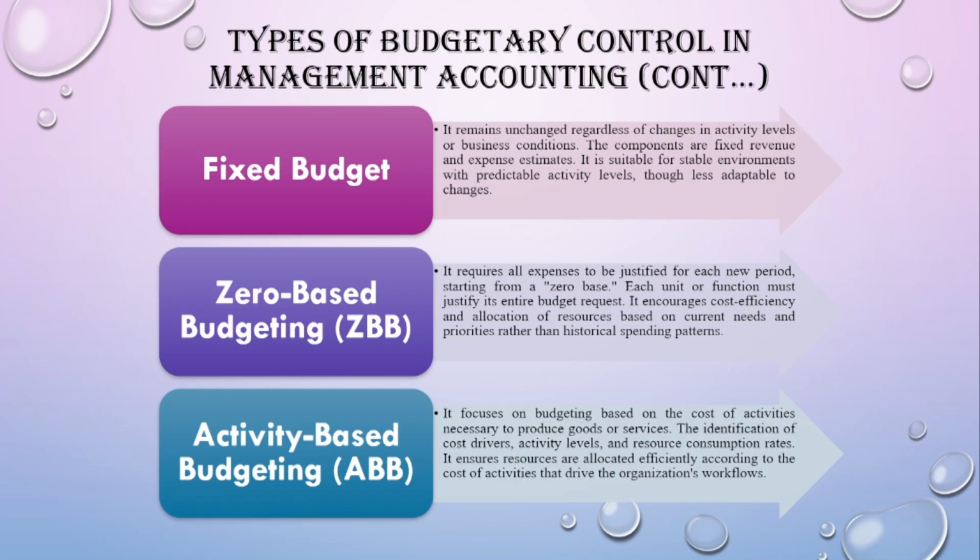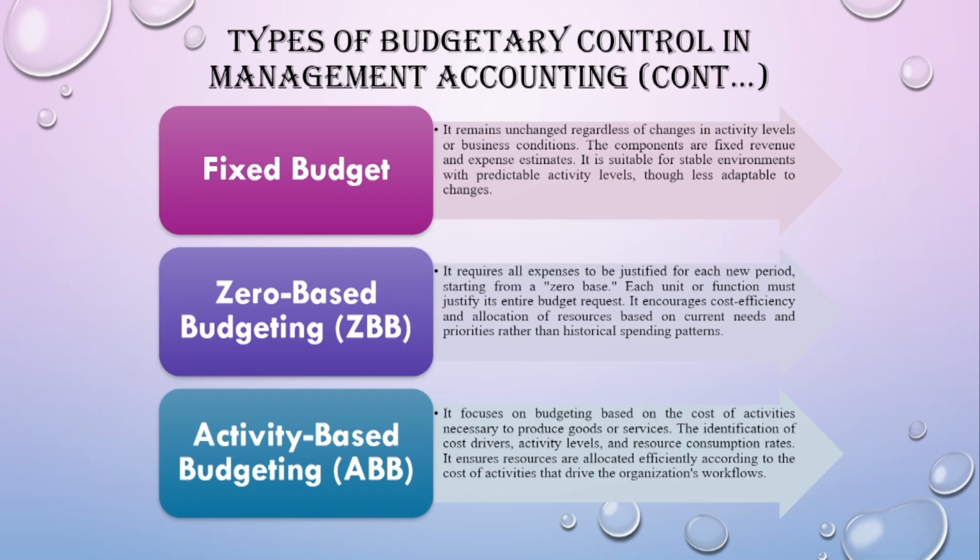Another type of budgetary control in management accounting is zero-based budgeting. In respect of management accounting, zero-based budgeting requires all expenses to be justified for each new period, starting from a zero base. Each unit or function must justify its entire budget request. It encourages cost efficiency and allocation of resources based on current needs and priorities rather than historical spending patterns.